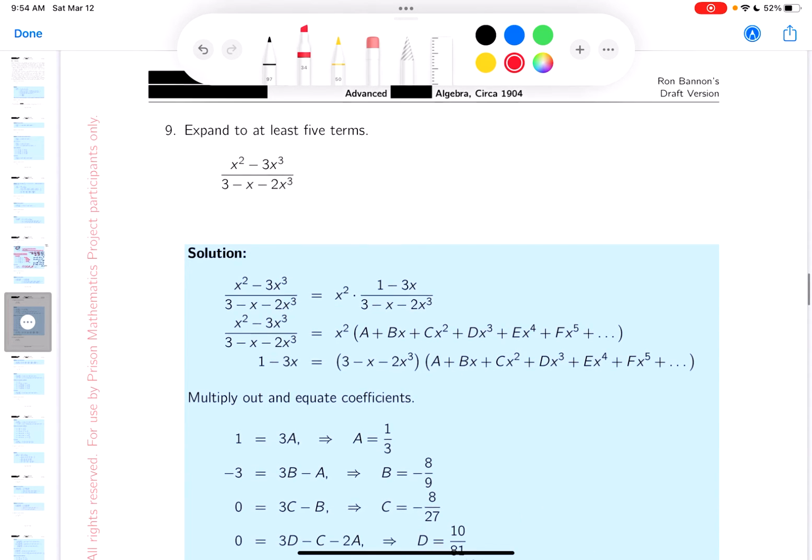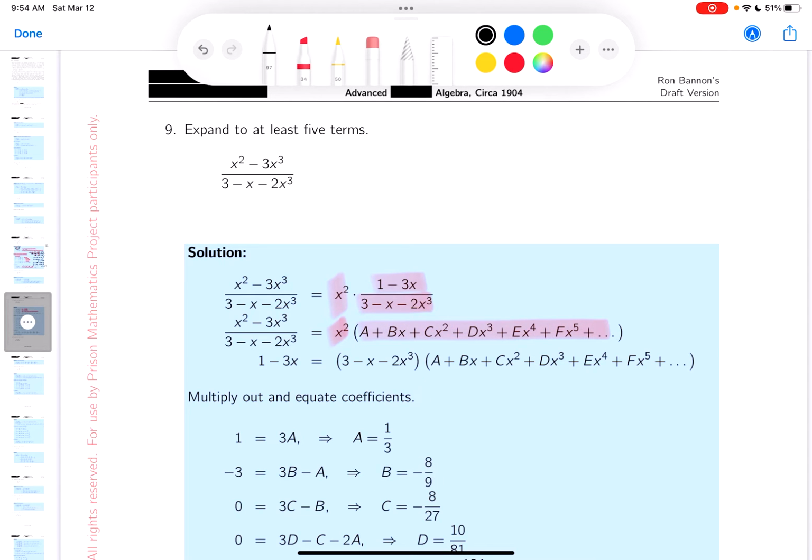So what I'm going to do over here is just look at it. And I noticed the first thing I did was I factored out x squared from the top. The next thing they would do probably is to say that it's x squared times some expansion. All right? What's the expansion going to be expansion of? So this here, they're assuming they're able to do that.